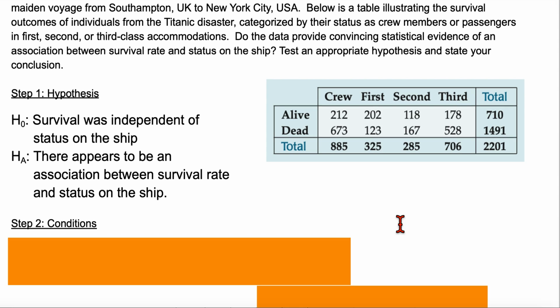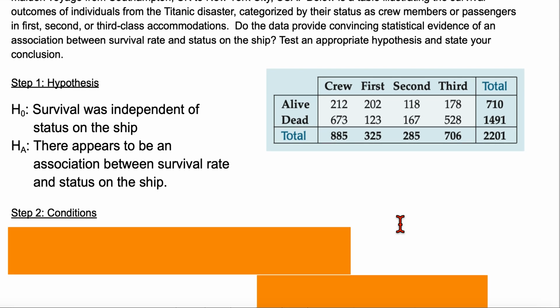So take a second and please write down the null and alternative hypotheses. The null: survival was independent of status on the ship, which means it doesn't matter, right? They're independent. One does not affect the other. And the alternative is there appears to be an association between survival rate and status on the ship.